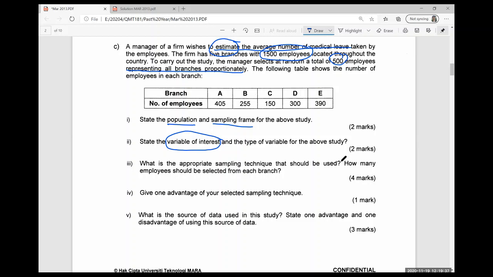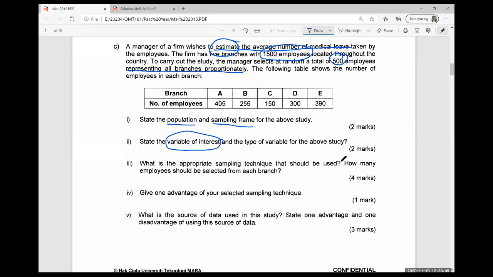And then what is the type of variable? In this case, you have the word number, right? So basically, it will be quantitative. It's not a classification. So it will be a quantitative type of variable because you are dealing with a numerical response from the respondent. And then the next one says here, what is the appropriate sampling technique that should be used?